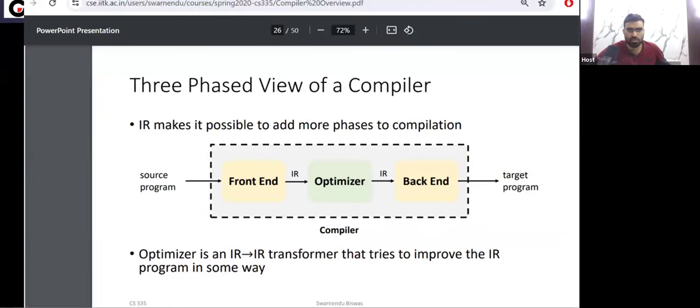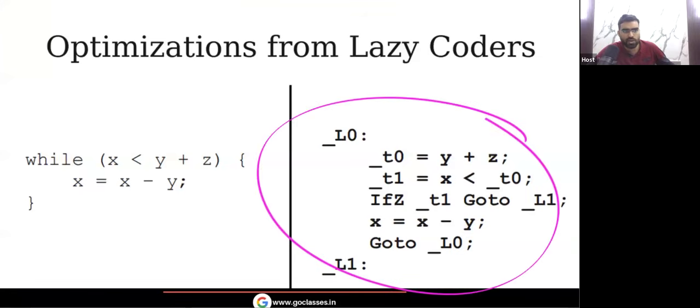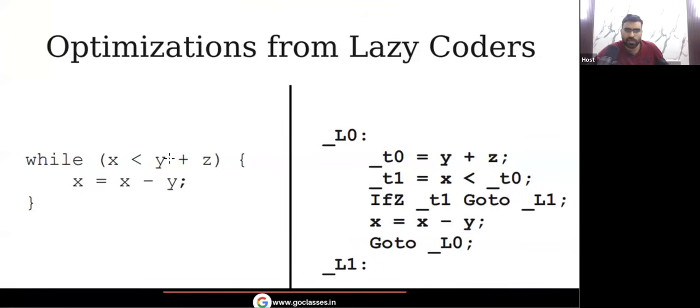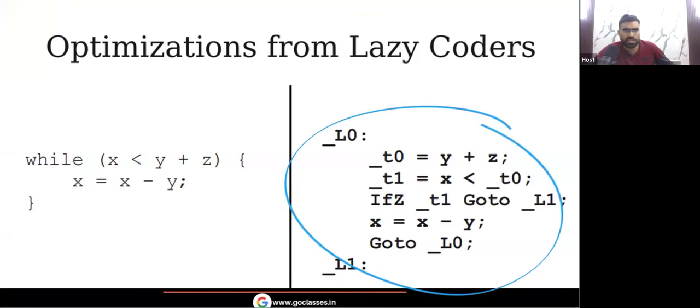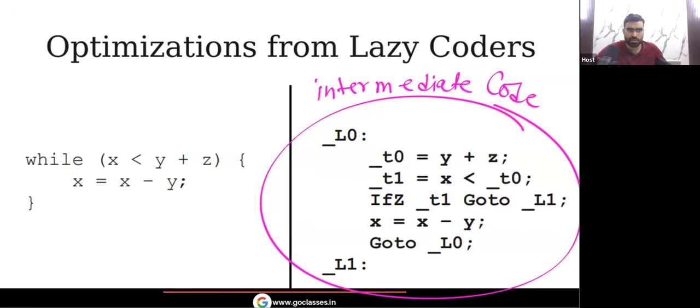Now, let me ask you a very simple point. This is the code we have already seen, right? This was your intermediate code that we got. Can you optimize it? Let me know. Can you optimize this?